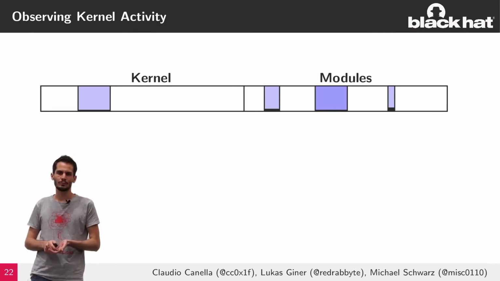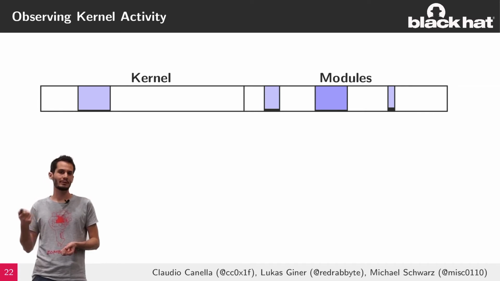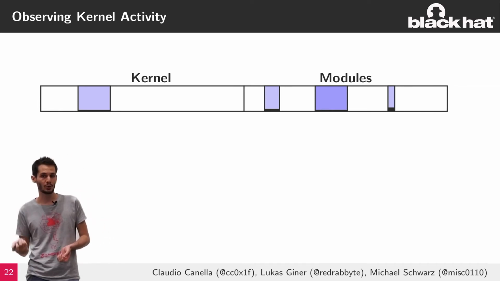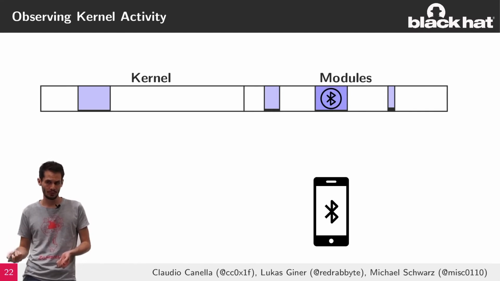Okay, so what can we do with this? We can observe kernel activity, and more specifically, for example, something like the modules. We can check which module is used and which code page in it is used. So as an example, we use a Bluetooth module, and maybe we connect our phone to it and play some music. And then we can detect when there is some activity here.